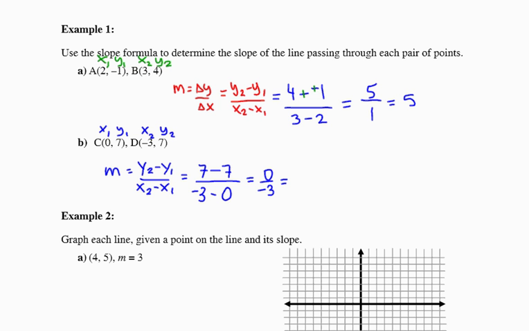So 0 divided by a number is 0. So what kind of line would that be? It's a slope of 0. It'd be a horizontal line. In fact, the equation of the line would be y equals 7. So y is always 7.